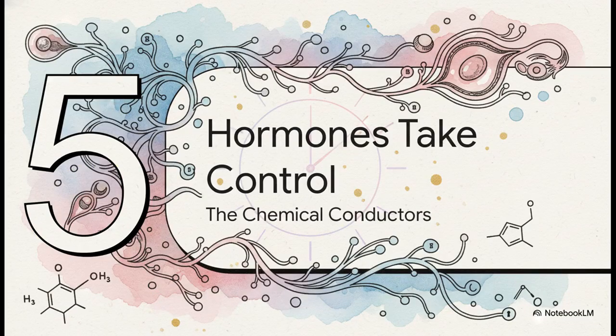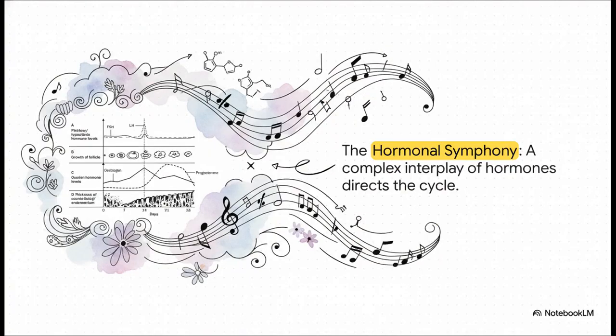Okay, so we've seen the cell's journey, but none of this just happens by itself. The whole thing is directed by a very precise schedule of hormones. They're the real conductors of this biological orchestra. This graph really shows what we mean by a hormonal symphony. It's this complex dance of hormones, a constant back and forth communication between the brain and the ovaries, using these chemical messengers. The precise rise and fall of each of these hormones is what drives the entire cycle forward.